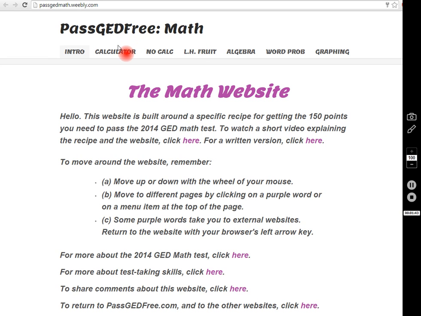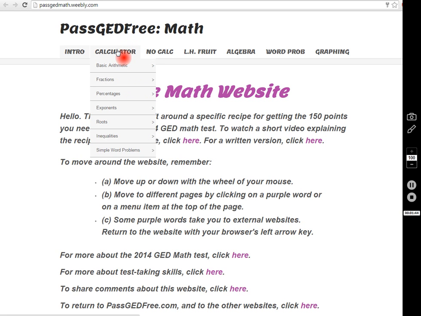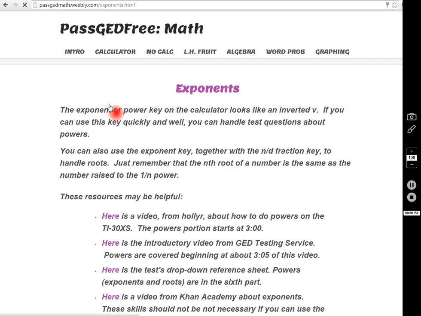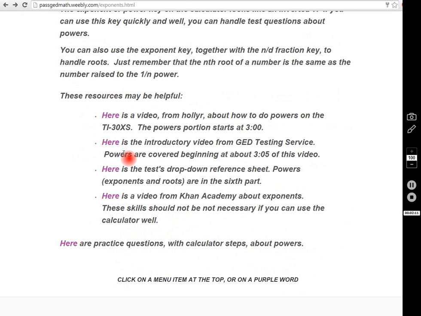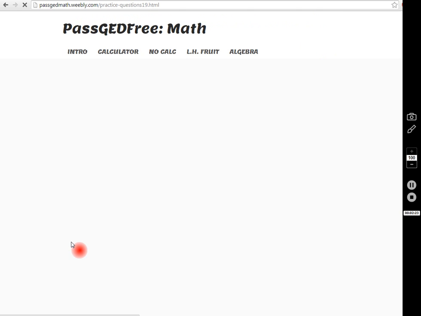The calculator section of the website shows you how. Let's look, just for example, at the exponents page in this section. Here you can see there are links to videos and other lessons, not about the arithmetic necessarily, but about how to use the calculator. Here in particular is the reference sheet that's built into the test itself. And here is another example. So these are other videos and lessons from places like Khan Academy. And here also are practice questions.